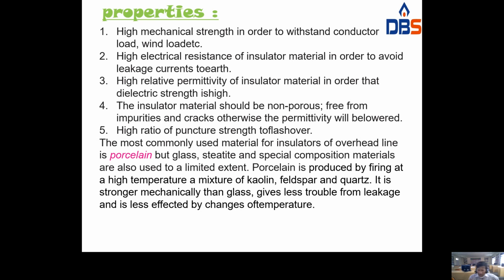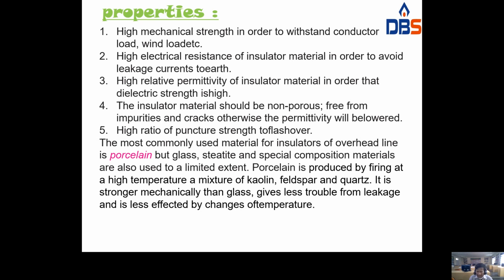Mainly, remember mechanical strength. A good, high mechanical strength in order to withstand the conductor load and wind, or whatever it may be. Some natural effects will affect the conductors in the overhead transmission lines, and these effects must be sustained. So the conductor needs a good mechanical strength. Next one, high electrical resistance of the insulator material in order to avoid leakage current to the earth.